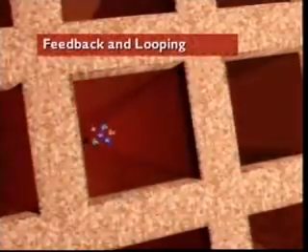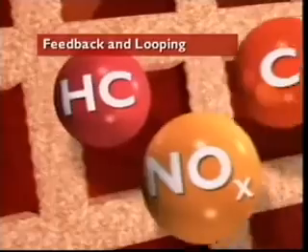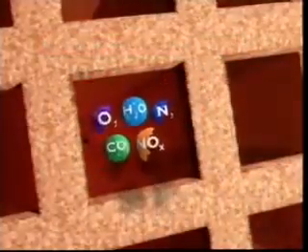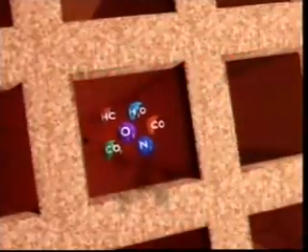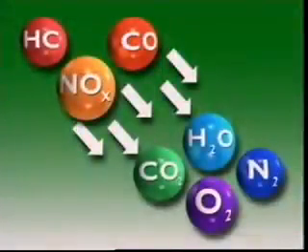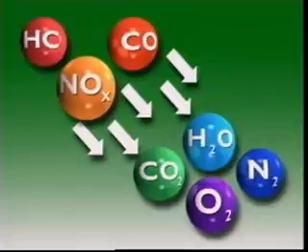This section examines feedback and looping. During engine operation, the three pollutants enter the catalytic converter. How efficiently they are converted depends on the composition of the exhaust gases, and that depends on the air-fuel mixture sent into the cylinder for combustion.